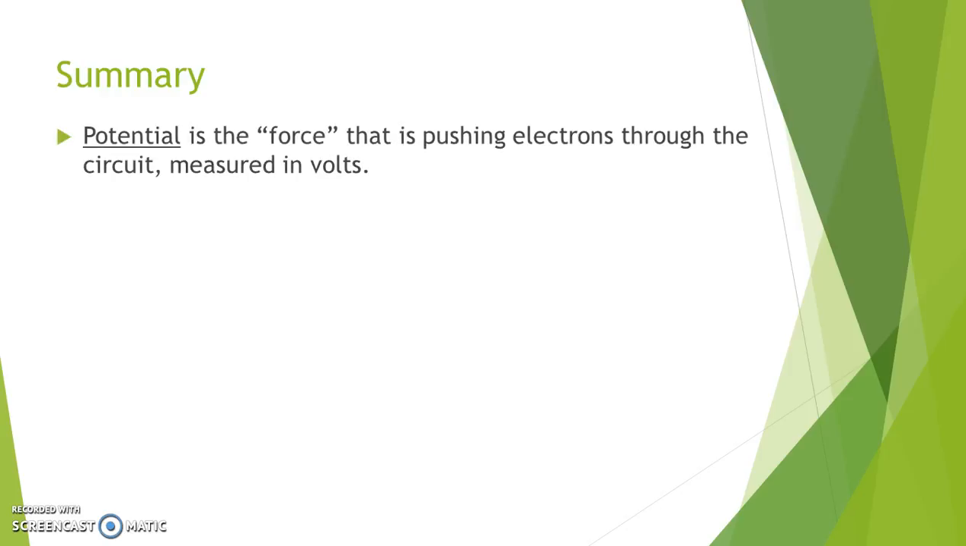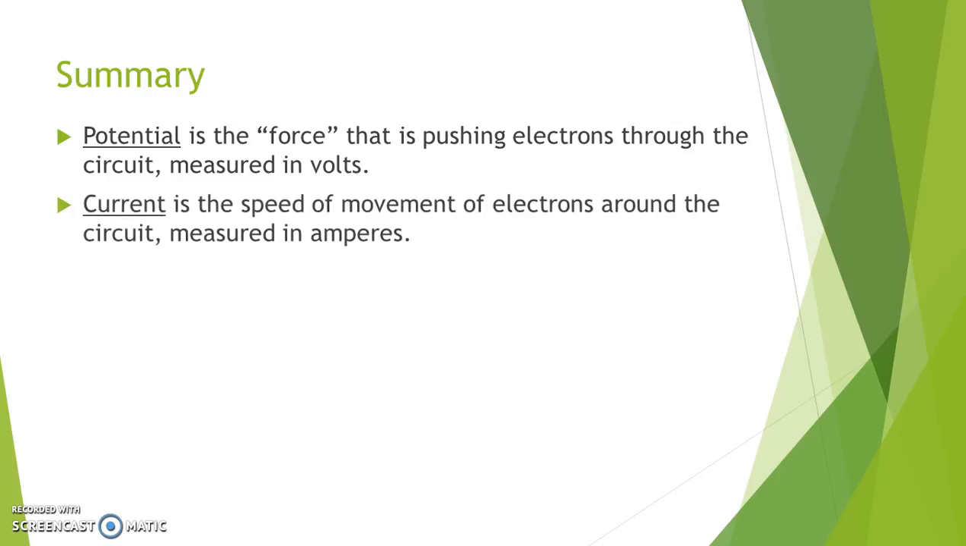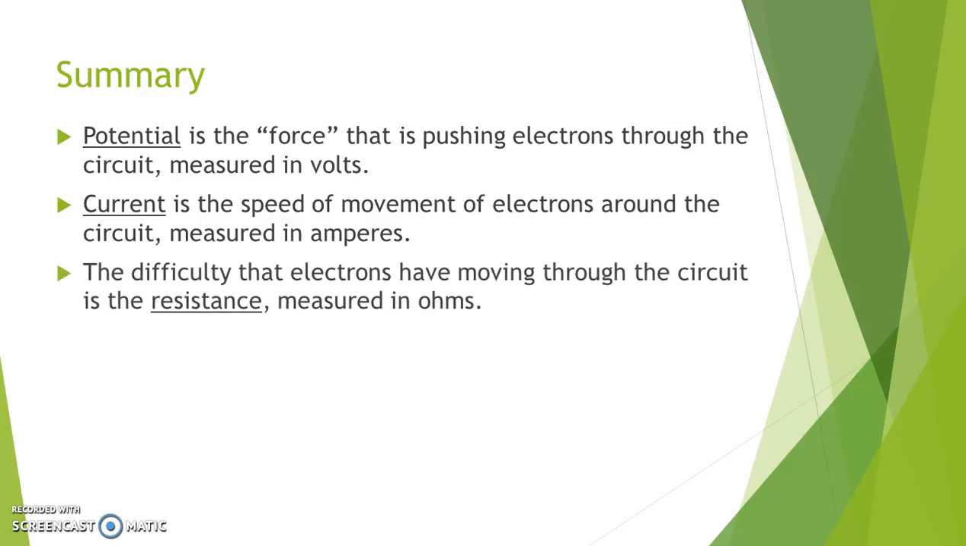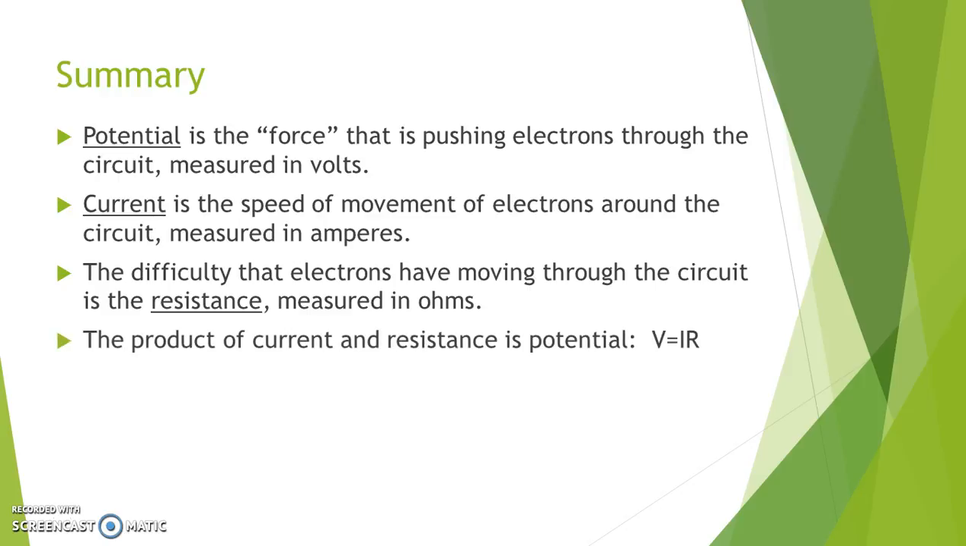Remember that potential is the force that pushes electrons through a circuit, and it's measured in volts. Current is the speed of movement of charge around the circuit, measured in amperes, or coulombs per second. And the resistance of electrons to moving is, fittingly, the resistance, measured in ohms. And we can relate very simply the product of current and resistance is the potential, V equals IR, or the current is equal to the voltage divided by the resistance, if we want to rearrange that.